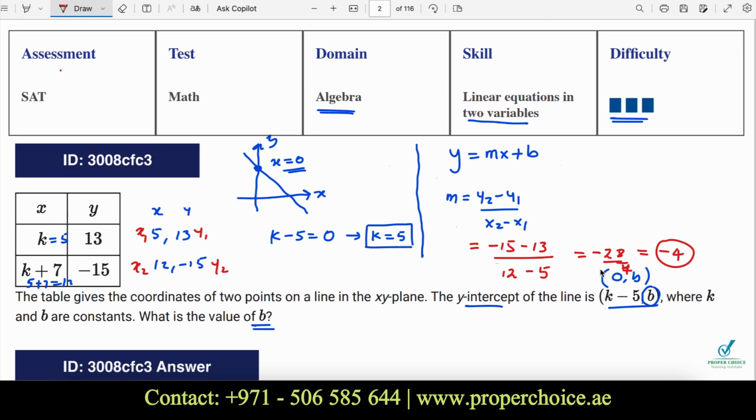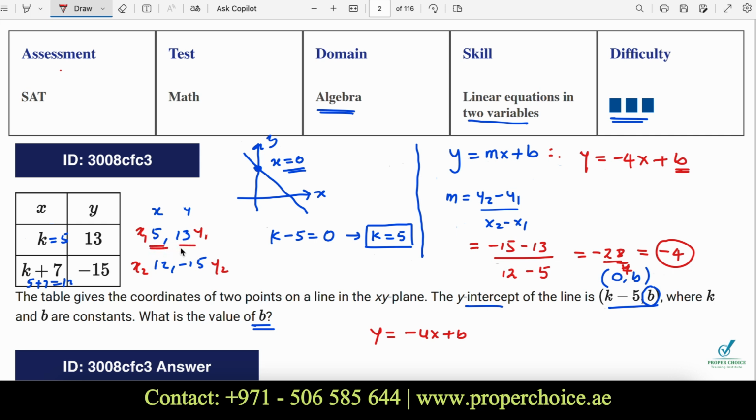With that, the equation of a line becomes, after substituting the value of slope, y is equal to minus 4x plus b. We are asked to find the y-intercept, which is b. Again, take the same equation, y equals minus 4x plus b, and substitute any pair of coordinates.